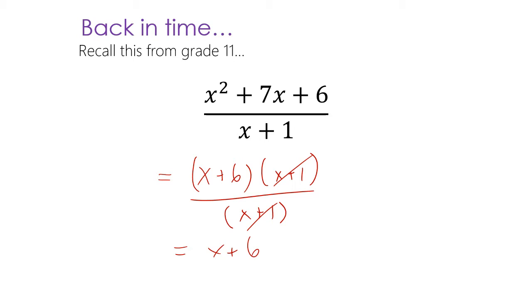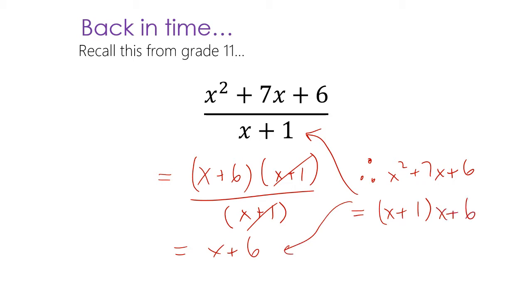Really, though, what you were doing is you were dividing. And if we were to follow up our therefore statement, therefore, x squared plus 7x plus 6 equals x plus 1, which is what you divided by, and what you were left over with, x plus 6.